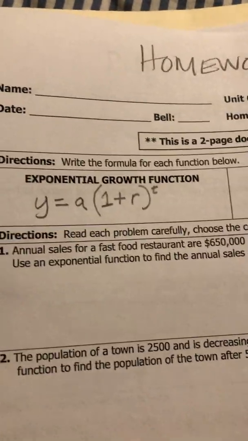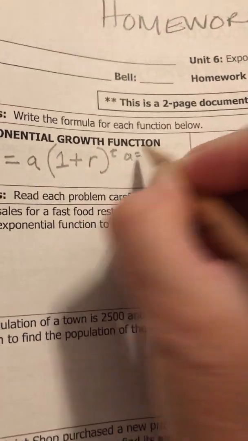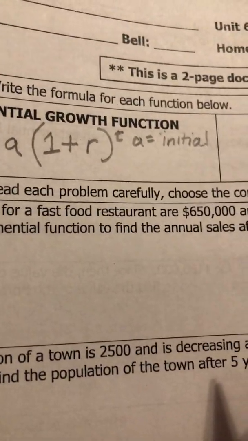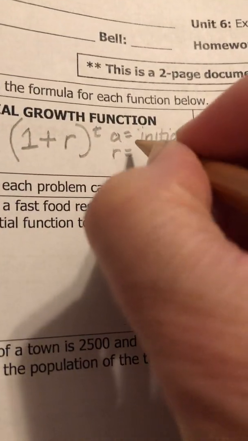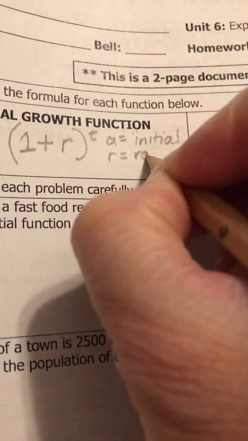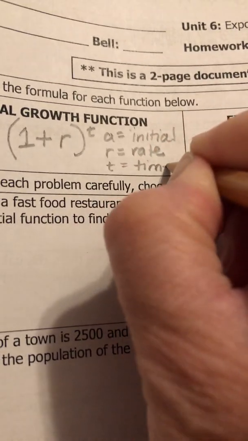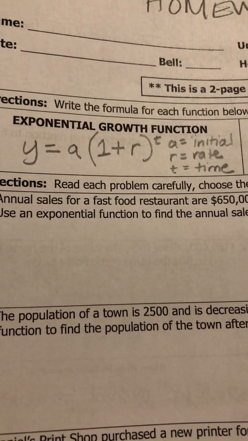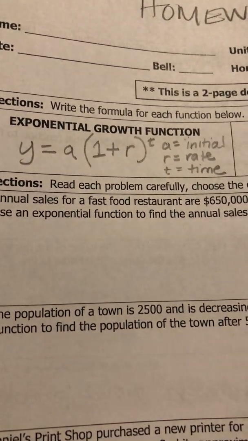So remember what the a is? The a is the initial amount. Sometimes we also call that the principal, especially when we talk about money. But kind of what we start with. R is the growth rate, right? And t is the amount of time. So that is our growth function, and that is the form. And this can help you when you're doing your word problems.